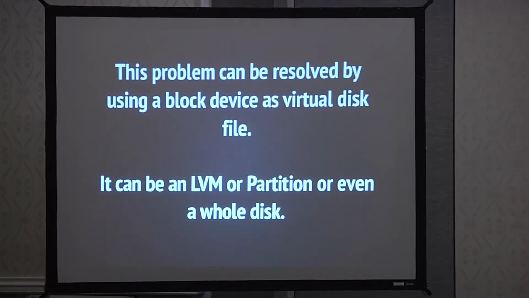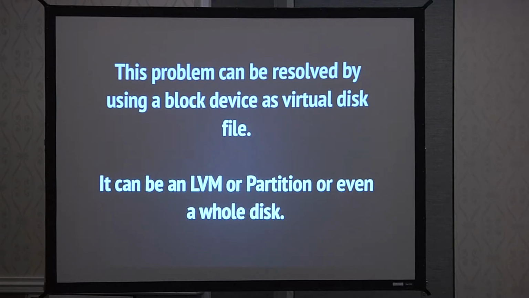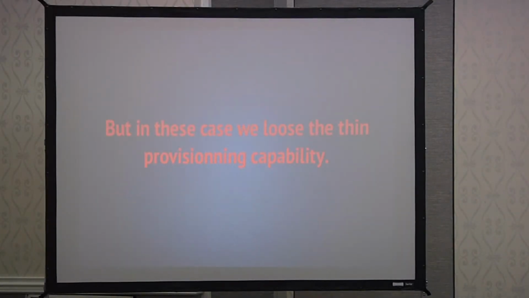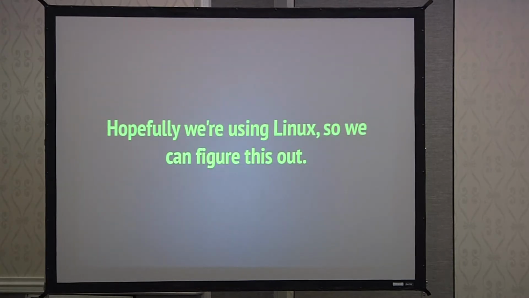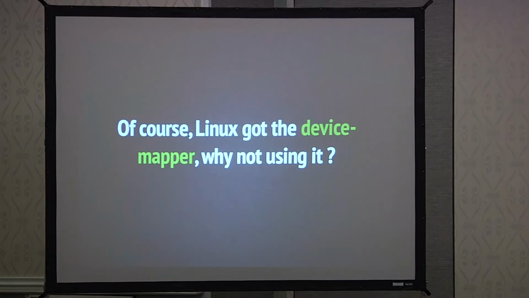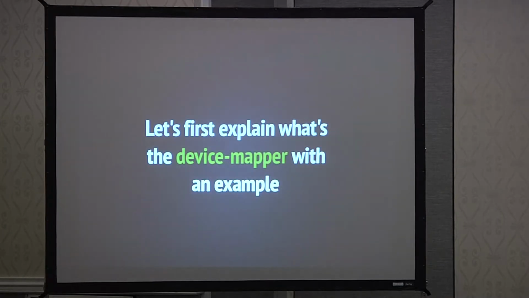To resolve this problem, we can directly use a block device, an LVM volume, a partition, or anything else. Any volume mapped with device mapper can be used. But the problem here is we're going to lose the thin provisioning capability. We'll have a volume of, for example, 20 gigabytes, and not a volume that grows as we use the file system. Hopefully we're on Linux and we can figure this out. So we can use device mapper and its functionalities. I will begin by explaining what the device mapper is.